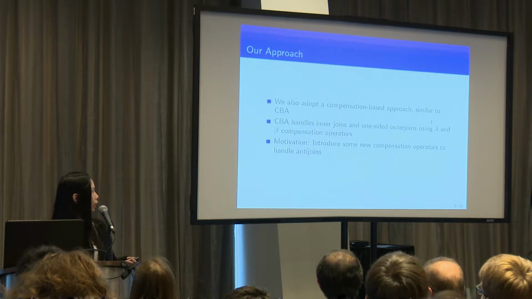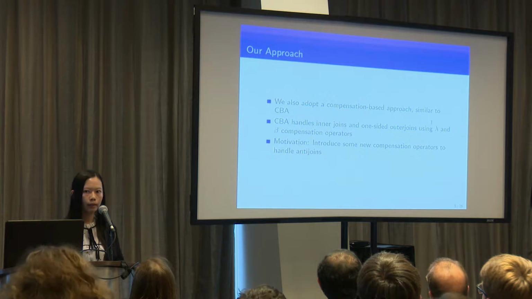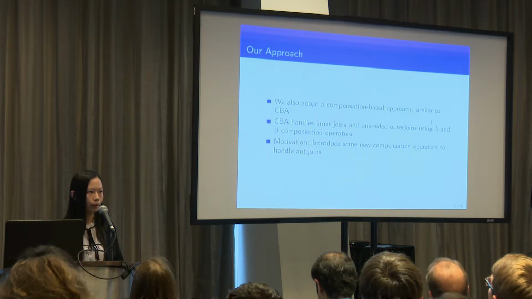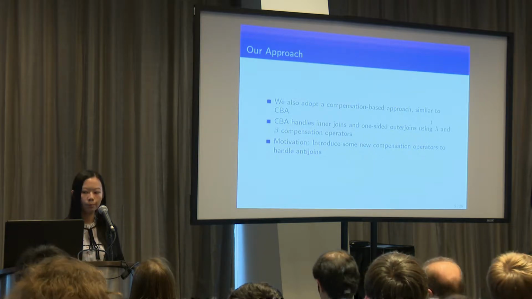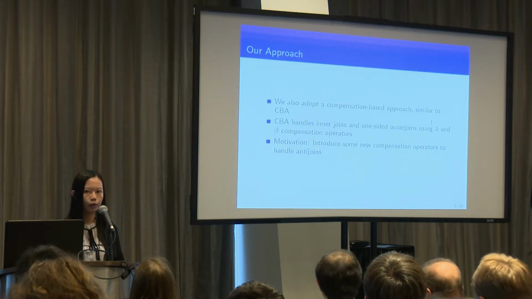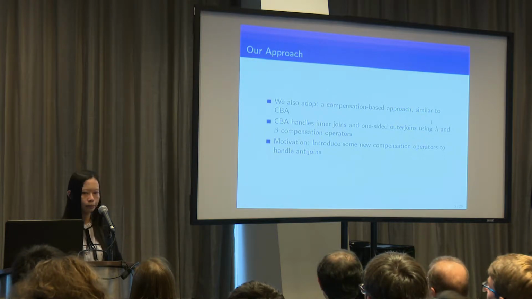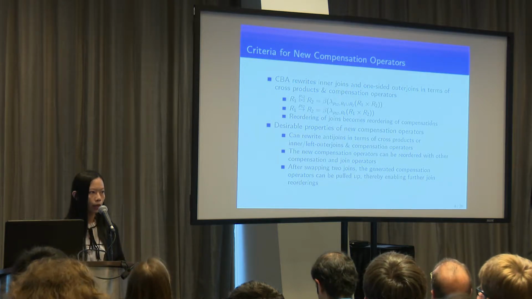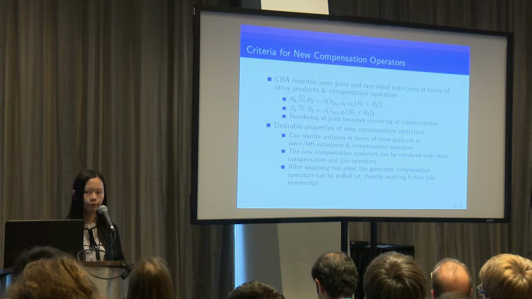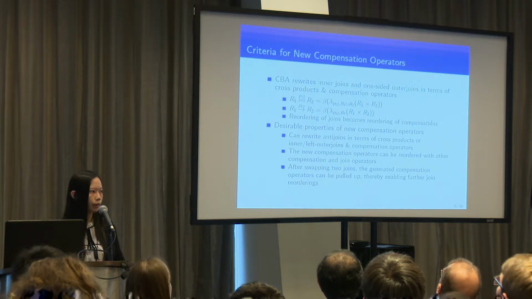Our approach is also compensation-based, similar to CPA. CPA handles inner join and one-sided outer join by introducing two compensation operators, lambda and beta. So the motivation of our paper is we want to introduce some new compensation operators that can handle anti-join and can achieve more join reordering. In CPA, it always rewrites inner join and one-sided outer join into cross product followed by compensation. So reordering of joins now becomes reordering of compensations. We want to do something similar.